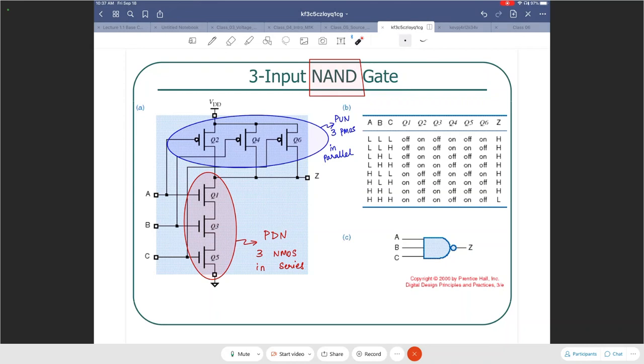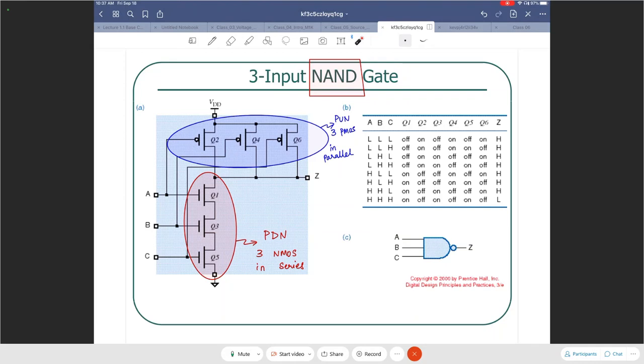A, B, C are my 3 input binary variables. Those are essentially connected to the gate terminal of all the transistors, right? So Q1 and Q2 are being controlled by the gate voltage at A, Q3 and Q4 are being controlled by the gate voltage at B, and so on. So the claim over here is this is actually a 3-input NAND gate.